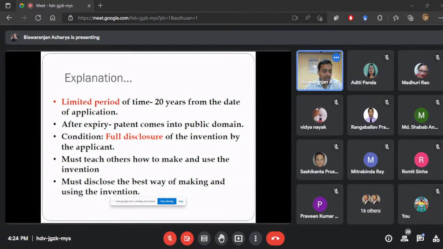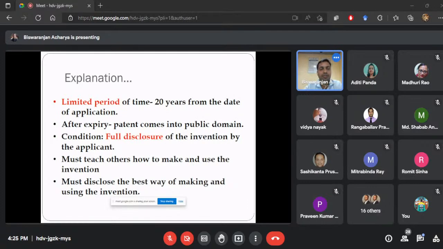Another is copyright, which is lifelong, or 60 years, but a standard patent is 20 years. Limited period means after expiry, the patent comes into the public domain. Condition: full disclosure of the invention by the applicant, who must teach others how to make and use the invention. In the examination phase also, whenever filing, the inventor must explain step by step what the procedure is, what the social impact is, and what right he has to apply. This is the main thing: teach others how to make and use the invention. Must disclose the best way of making and using the invention.